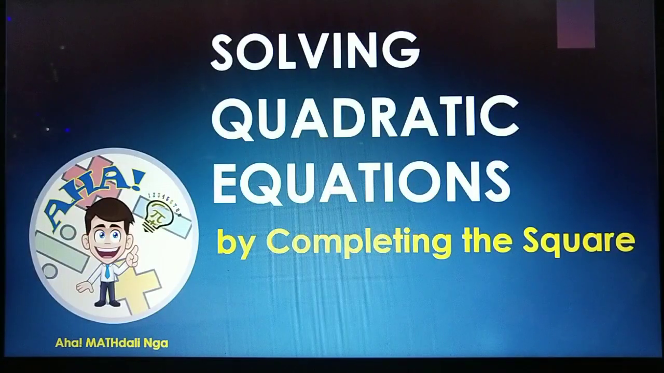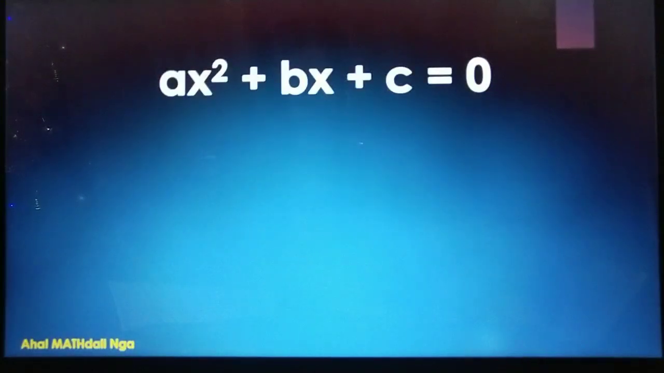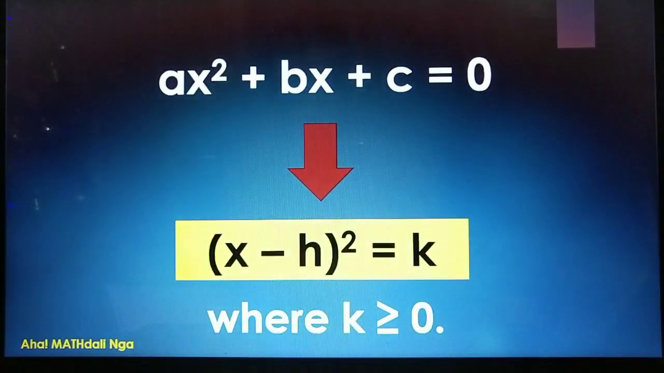Aside from solving quadratic equations by factoring, there is another method of solving it, and that is by completing the square. This method involves transforming the quadratic equation ax squared plus bx plus c equals 0 into the form the square of x minus h equals k, where k is greater than or equal to 0.